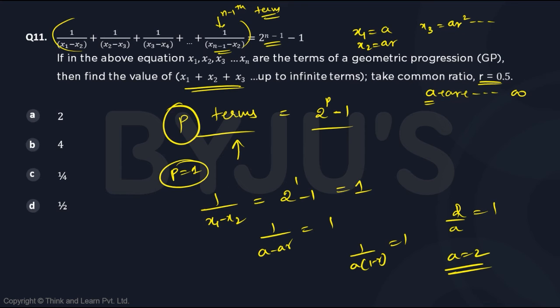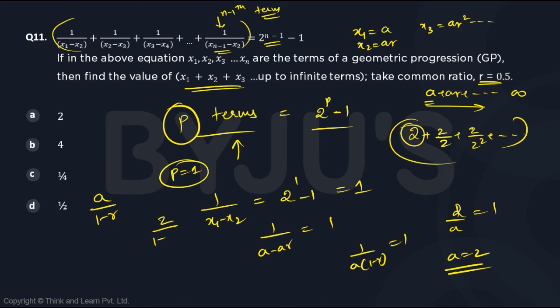So once you get a equal to 2, you know the infinite term. What is happening? It is 2 plus 2 by 2 plus 2 by 2 square plus and so on, because r is 1 by 2. So this total, if you want, sum of infinite progression is a by 1 minus r. Okay, so this a is 2 by 1 minus 1 by 2. So 2 by 1 by 2, which is 4. That is option B. So if you try to solve this using n, it becomes very complicated. You can just look at one term or two terms and then you'll get your answer.